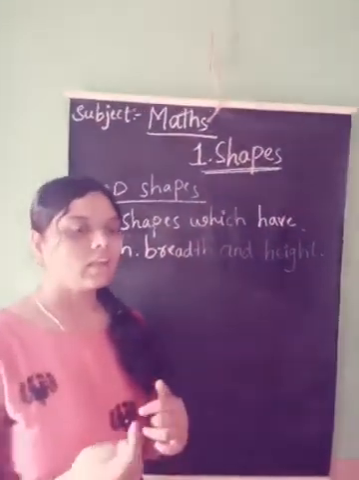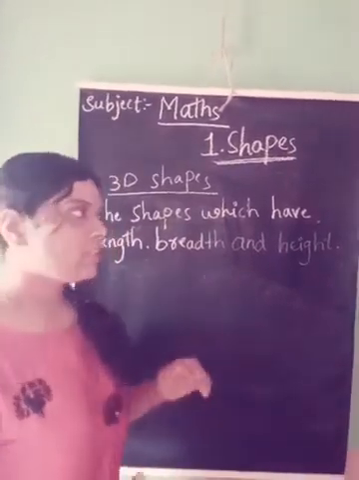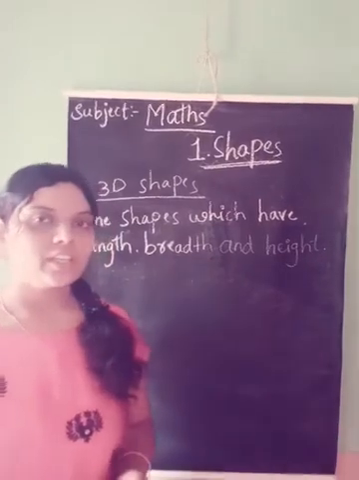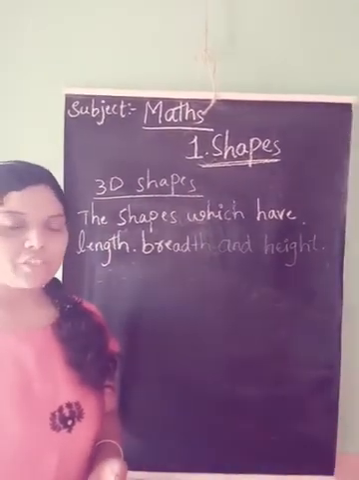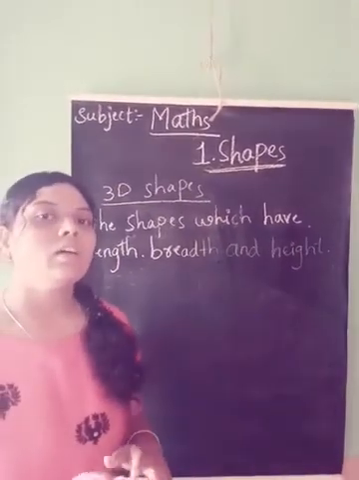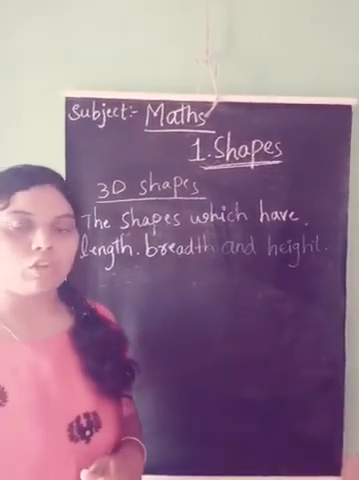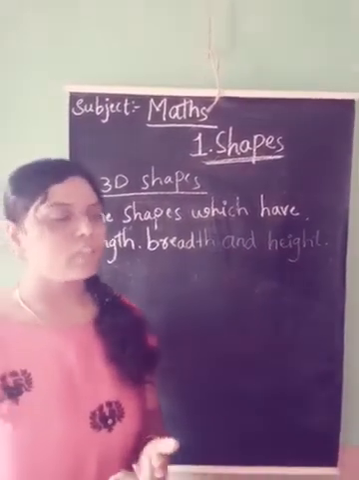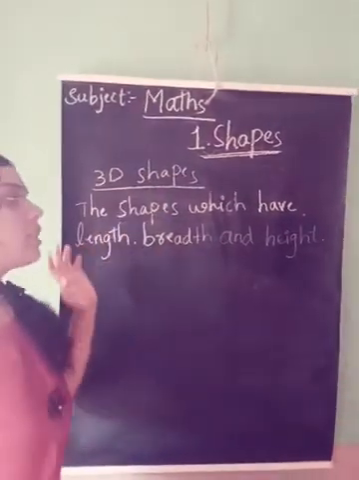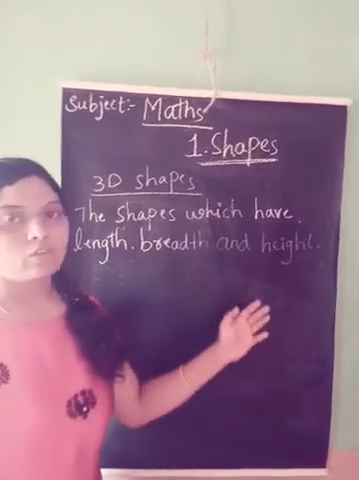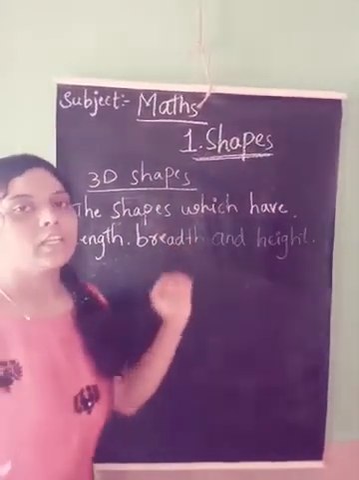We studied the activity tangram. Now next let us learn about 3D shapes. In the previous class we studied 2D shapes, two-dimensional shapes, that is nothing but the shapes which are drawn on a flat piece of paper. Now three-dimensional shapes are the shapes which have length, breadth and height.